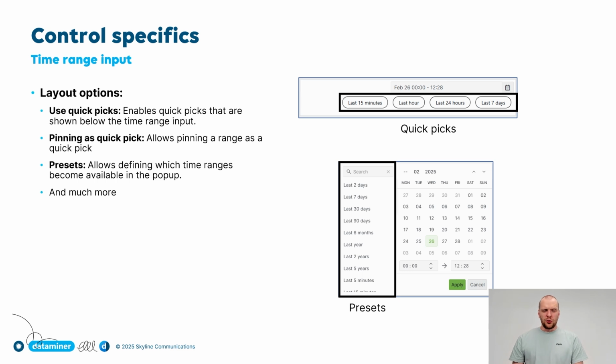You also have an option to pin something as a quick pick. Let's say you have the Olympics coming up, which is a specific time range. You can say it starts at this time, ends at that time. Let's pin this one because I'm going to use it a lot in the future. And then you have presets, and presets are time ranges that are available whenever you open the picker component as well.